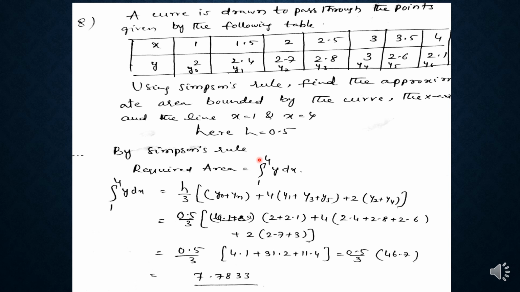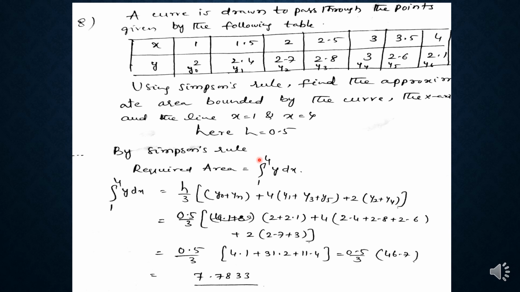So what is the trapezoidal rule? The integral from a to b of f of x dx is equal to h by 2 into the sum of the first and last ordinates plus 2 into the sum of the remaining ordinates. That is the trapezoidal rule. And the second rule is Simpson's rule, Simpson's 1/3 rule.